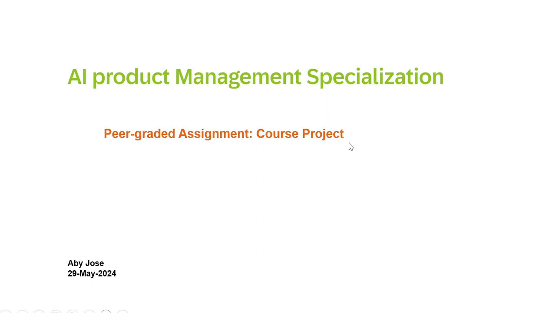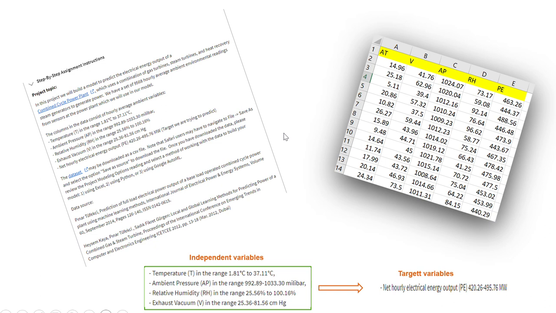Let's start with the problem statement. The problem statement is to build a model to predict the electrical energy output of a combined cycle power plant. Here we could see that there are 5 variables which are captured. Out of that, 4 are independent variables, and the final one is the target variable. The independent variables are temperature, ambient pressure, relative humidity, and exhaust vacuum. And the target variable, which is supposed to be predicted, is the net hourly electrical energy output, called PE.